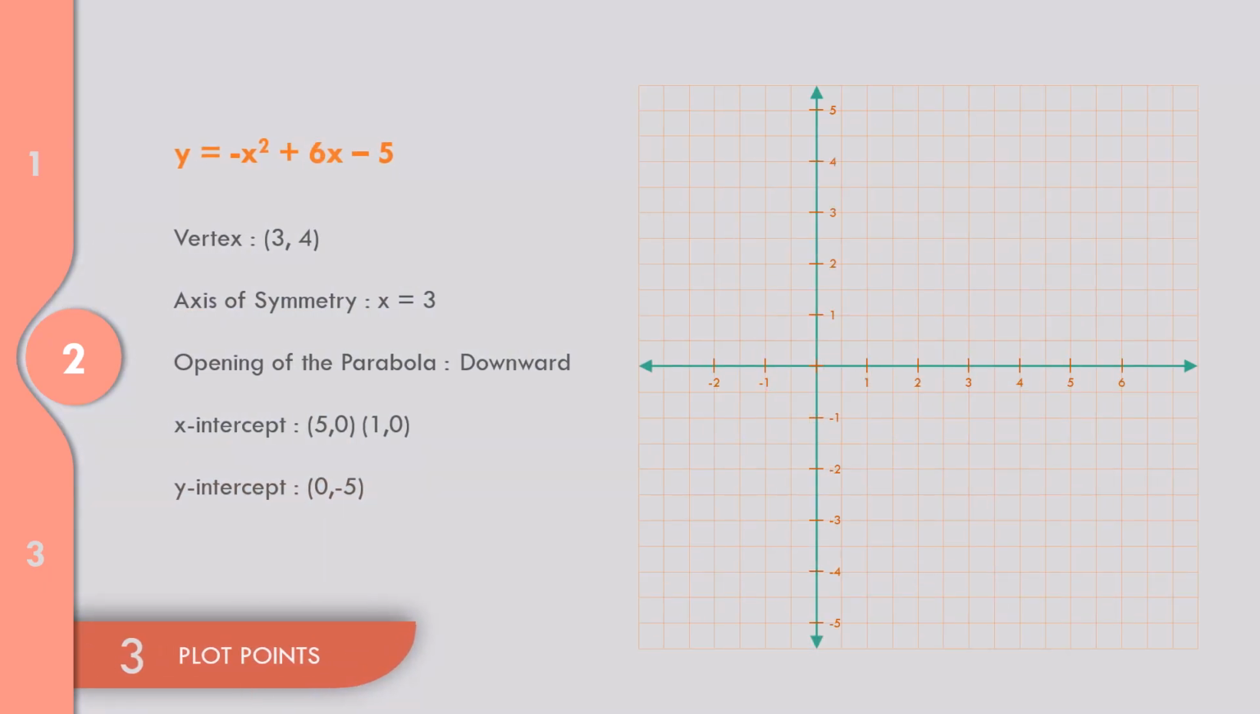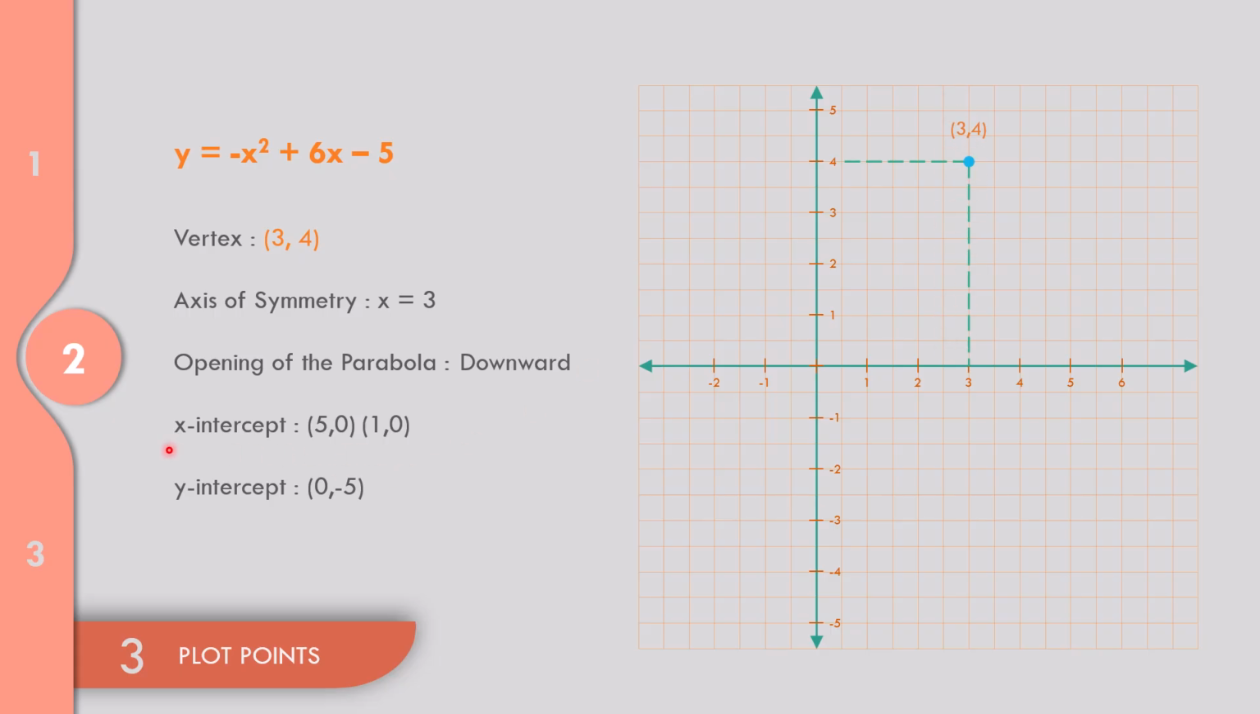So let us sketch the graph of this given. So the vertex, that is (3, 4). So this is (3, 4) within quadrant 1. So let us plot the points. Afterwards, this is the axis of symmetry, x is equal to positive 3.